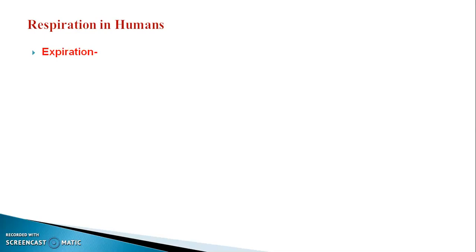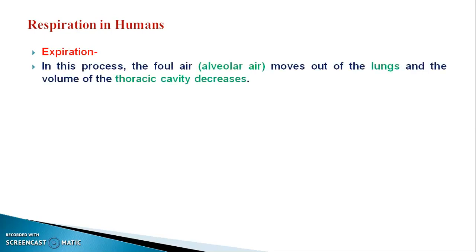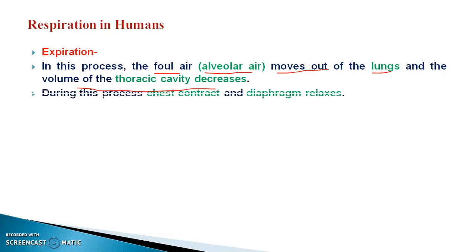Next part is expiration, the expelling of the CO2 which is produced by the cell. In this process, the foul air, meaning alveolar air which has the CO2, moves out of the lung, and the volume of the thoracic cavity automatically decreases. When the air is released and the volume decreases, at the same time the chest contracts, and when the chest contracts, the diaphragm relaxes. So the contraction and relaxation of the diaphragm totally depend on inspiration and expiration.